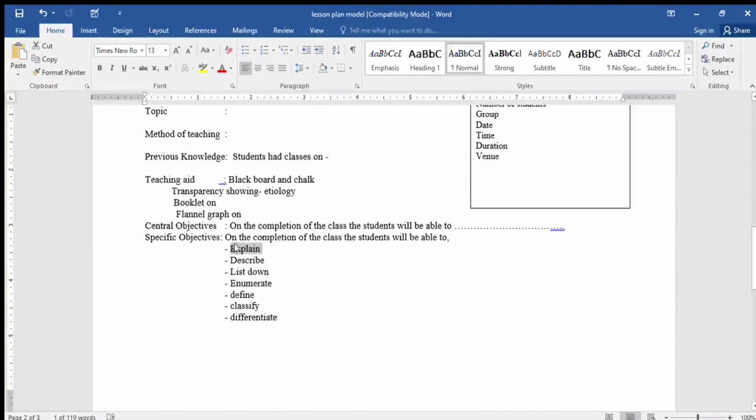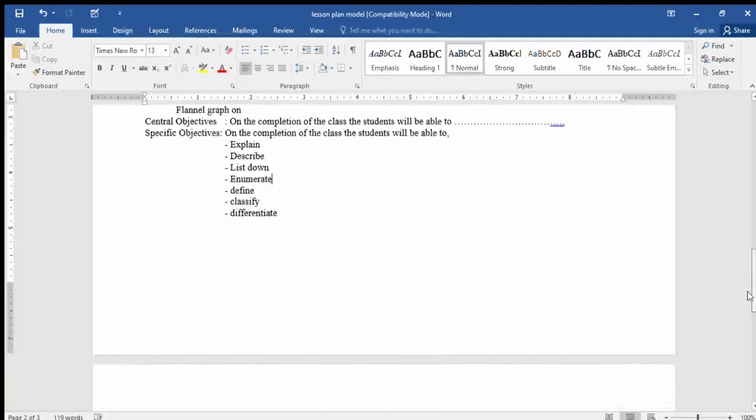For example, first define cirrhosis of liver, explain the pathophysiology of liver, list down the types of liver, enumerate the pathophysiological changes. All these are the verbs used for the specific objective. And one more thing, only one action should be there in one objective. That means you cannot write define and explain the pathophysiology of cirrhosis of liver. First is to define cirrhosis of liver, second is to explain the pathophysiology of liver. Like that you have to write the specific objectives.